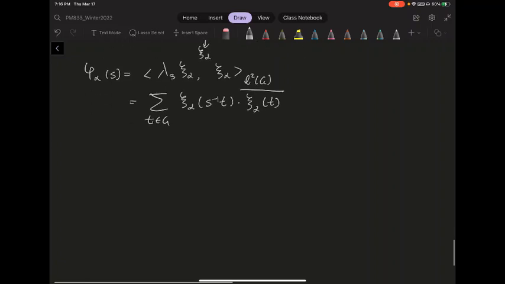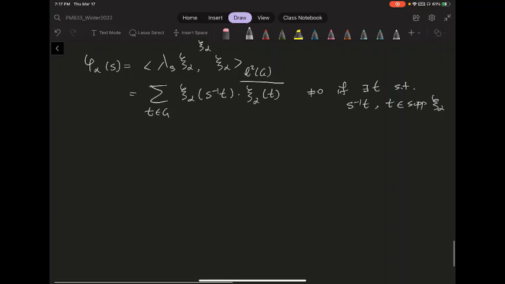So this one is non-zero if there exists some T so that these S inverse T and T are both in the support of the psi alpha. And you see, because the support of psi alpha is finite, there are not many S that satisfy this. Okay, so basically the support of the phi alpha is also finite. Okay, so this way we build a bunch of positive definite functions that converge pointwise to 1, and they also have finite support. Okay, so let's finish the proof of 2 implies 3.